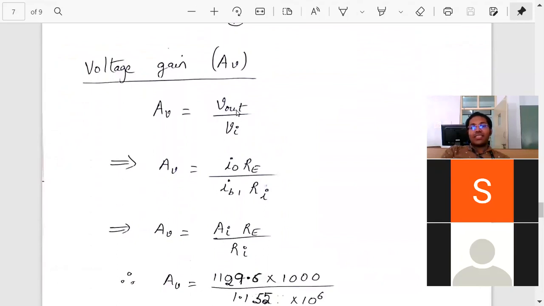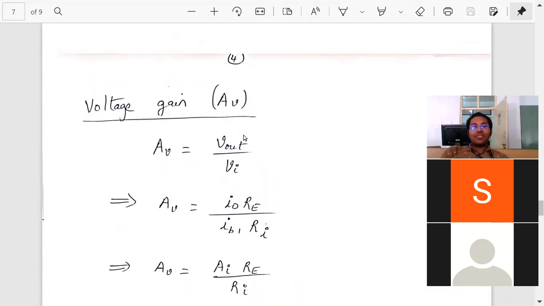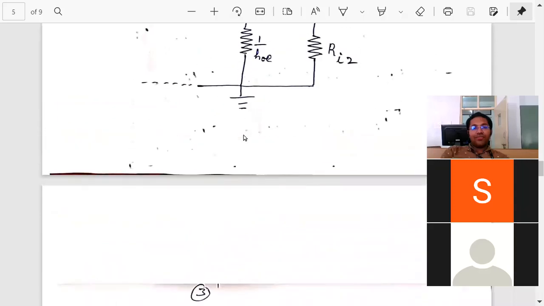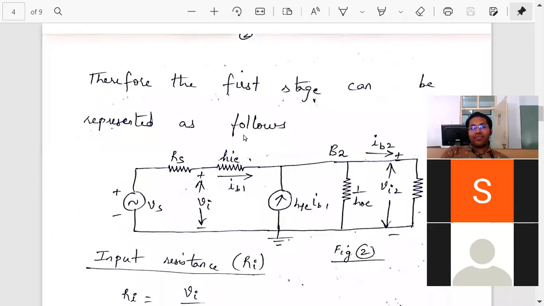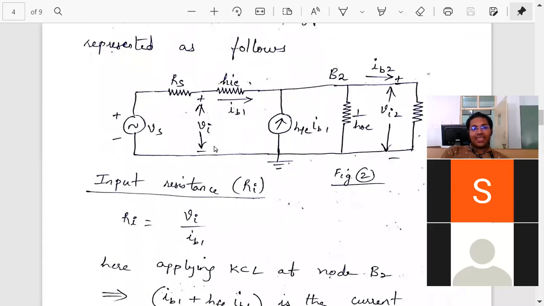Next, VI, where should I see? Which circuit should I see for VI? The first stage. Yes, we should see the first stage. Okay, this is our first stage. Here is our VI.